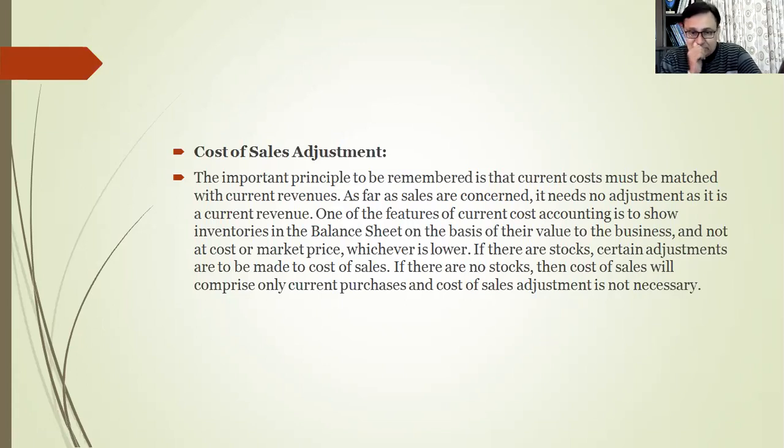So one of the features of current cost accounting is to show inventories at the balance sheet on the basis of their value to the business and not on the cost or market price whichever it is. We generally followed the concept of cost or market price whichever is lower in historical cost accounting, but in the current cost accounting method we will not follow it. If there are stock, certain adjustment will be made to the cost of sale.